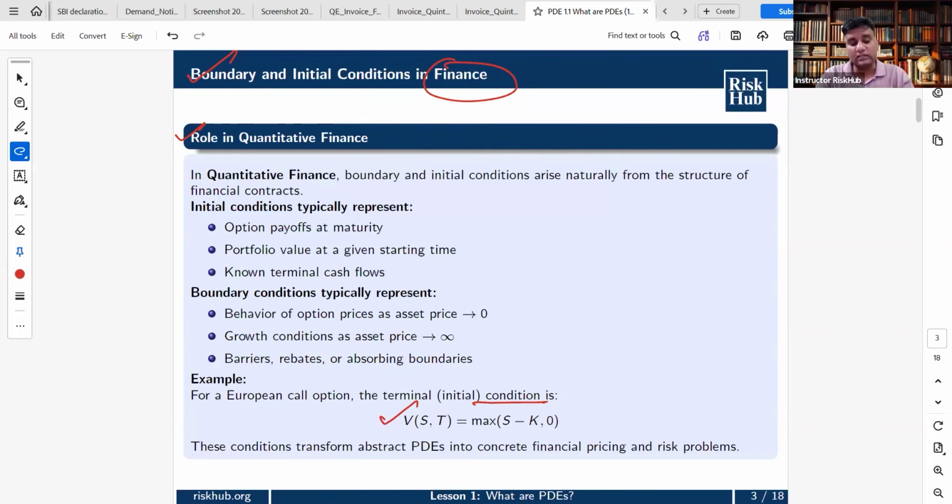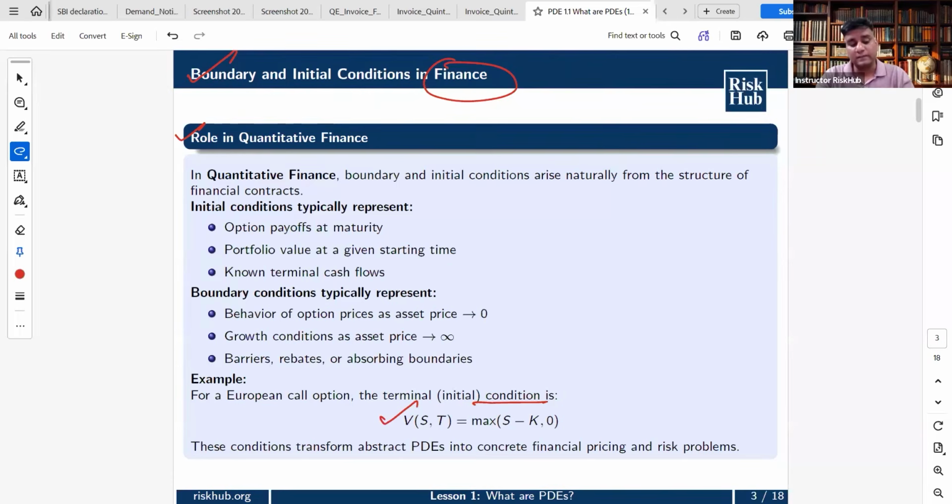In option pricing, this is technically called a terminal condition because it is given at maturity, not at today's time. But when solving the Black-Scholes PDE, we often solve backwards in time from the last node to today. That is why some slides may loosely call it an initial condition for the backward solving process also, right? So don't get confused.